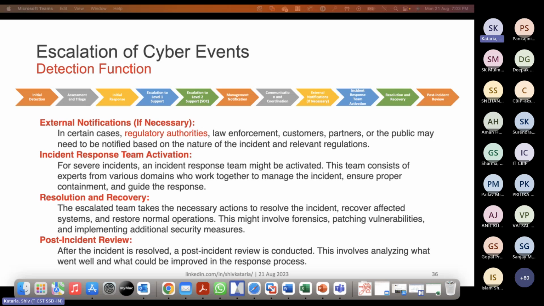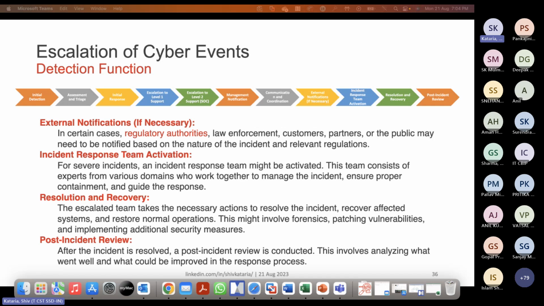In parallel, the incident response team will kick in. They will do analysis of the logs and plan appropriate action for the event, and these teams generally have experts from different domains who have in-depth understanding of taking action on the incident and proper containment, as well as investigation of the activities that might have happened before that particular event. Finally, they will take action in terms of resolving and recovering the system from that incident and restoring the system to normal operations. This typically involves forensics, patching the vulnerability, and implementing additional security controls, like additional countermeasures.